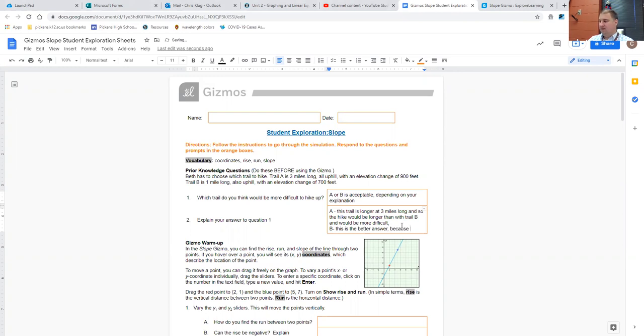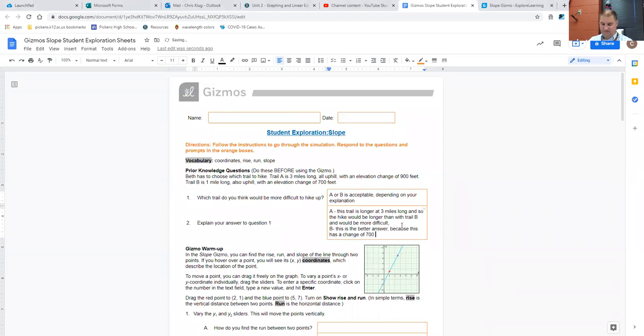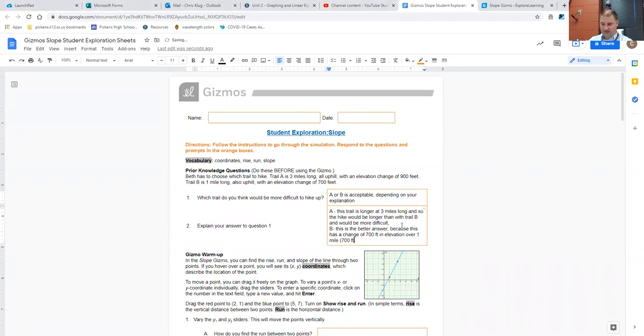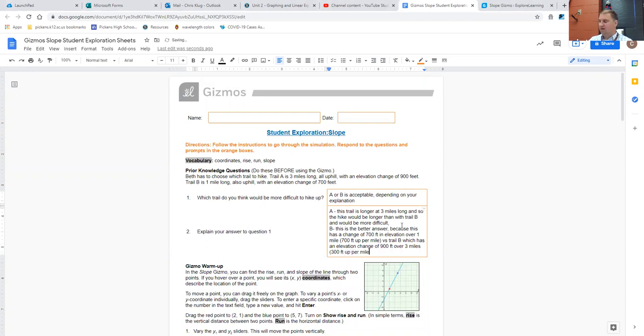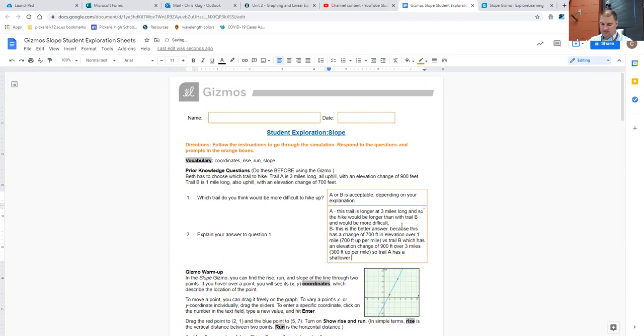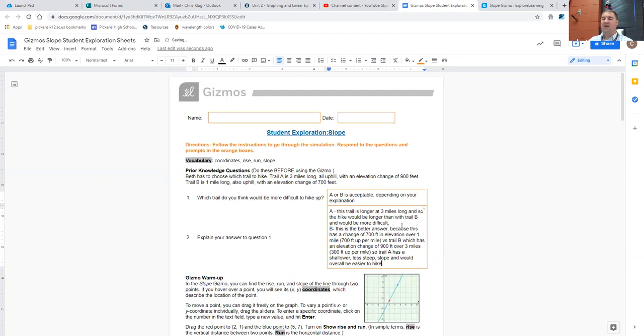because this has a change of 700 feet in elevation over 1 mile. So 700 feet up per mile, versus trail A, which has an elevation change of 900 feet over 3 miles. And so 900 divided by 3 would be 300 feet up per mile. So trail A has a shallower or less steep slope and would overall be easier to hike if you're thinking about the difficulty of having to go up, okay?